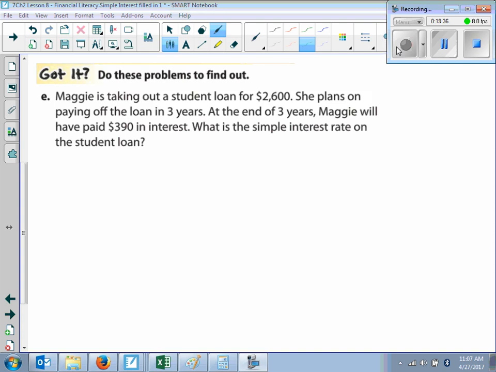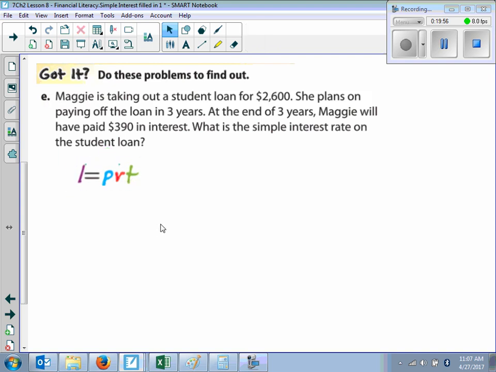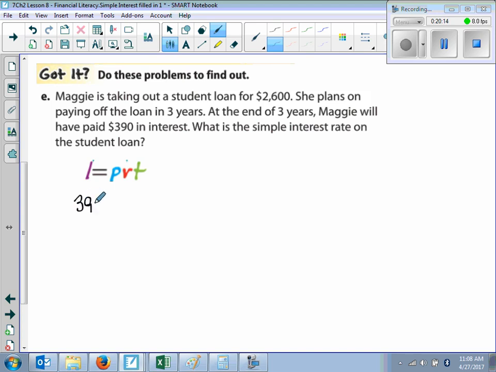So Maggie is taking out a student loan for $2,600. She plans on paying off the loan in 3 years. At the end of 3 years, Maggie will have paid $390 in interest. What is the simple interest rate on the student loan? So, once again, the first thing you're going to do is write your formula. The interest, they told us how much that is. How much is she going to pay in interest? $390. Very good.